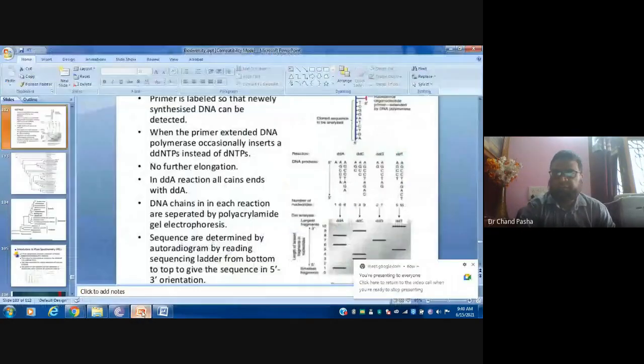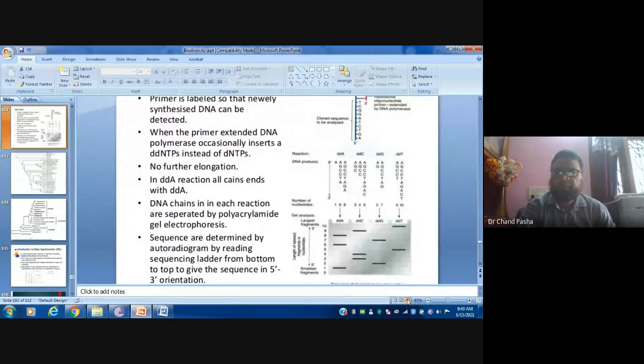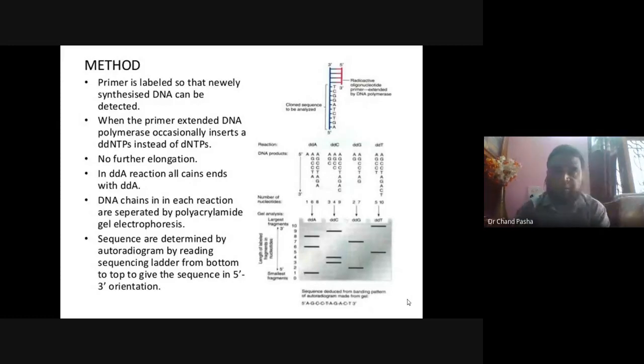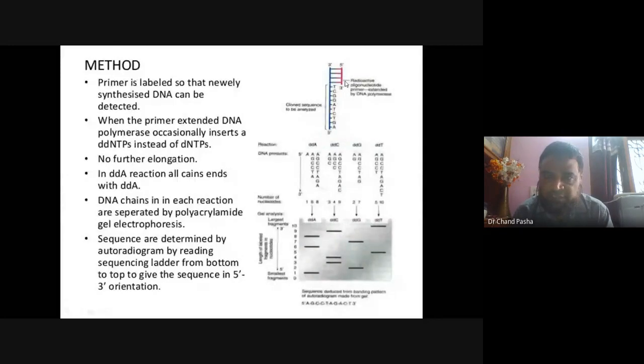So we have 4 types of bases. Now the principle: what happens when DNA replication is going on, or in your PCR also? Just see here. This is the template DNA, and this is the primer. The primer is a complementary DNA which binds on the template DNA. And see here, there is a free 3' hydroxyl region. This is the 3' hydroxyl region.